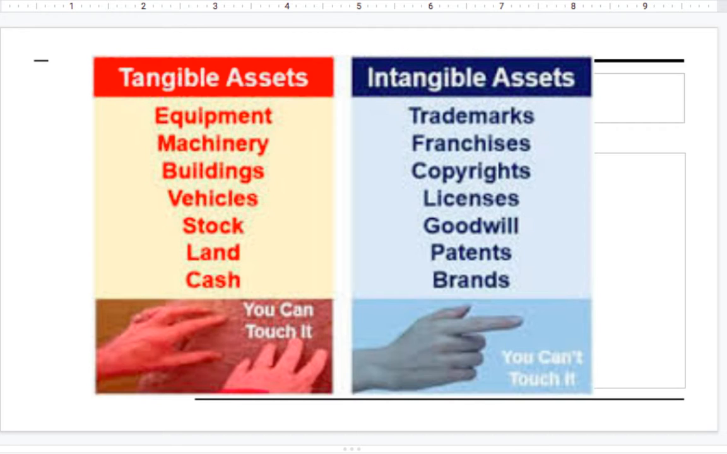On the other side is intangible assets. And those are things that you actually cannot touch. So things like trademarks, franchises, copyrights, licenses, goodwill, patents, brands, everything that actually brings value to you or to your company, but you can't physically touch it, meaning that you can't really go out there and move it or sell it in a way that wouldn't have a negative effect on your business.